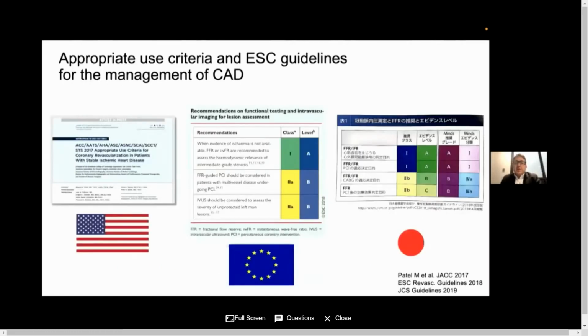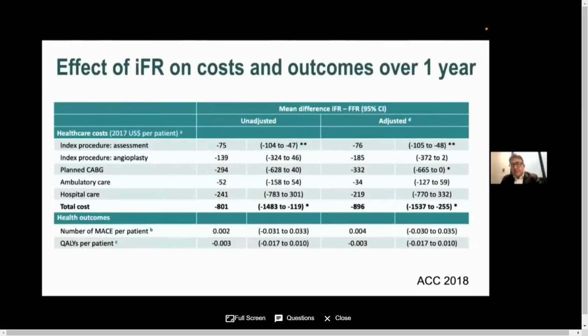Subsequently, both FFR and IFR have got 1A classification in the European Society of Cardiology guidelines, and similarly in Japan as well, and also guideline representation now in the United States as well. Manesh Patel presented at the ACC data showing the cost effectiveness of IFR. Remember, FFR has already proven to be cost effective over angiography, and now we're showing that it's possible to reduce cost by around $900 when compared to an FFR guided approach, using IFR.